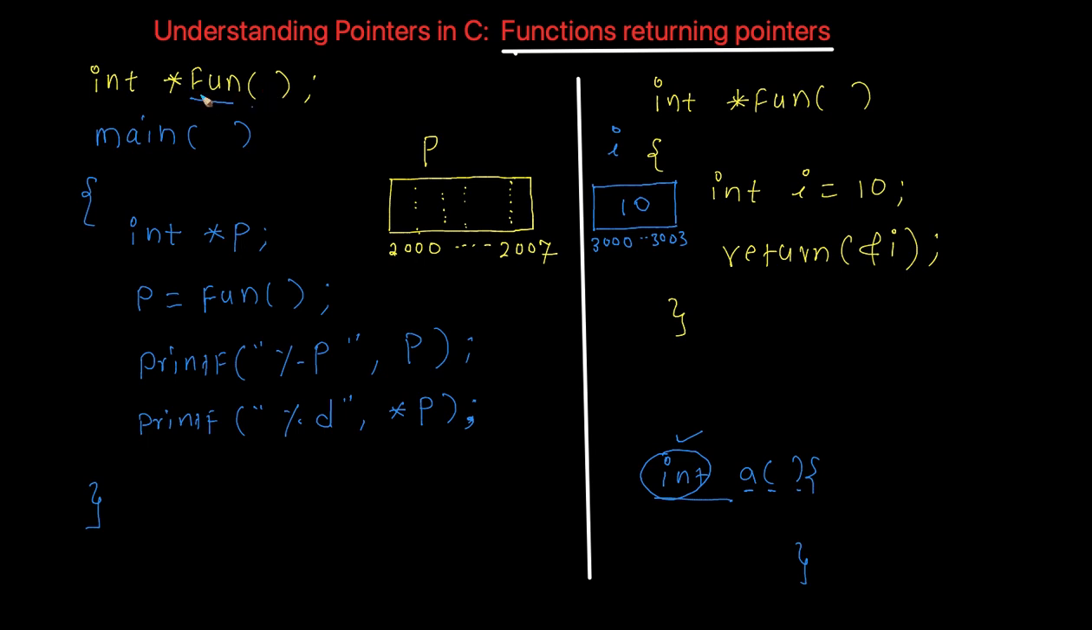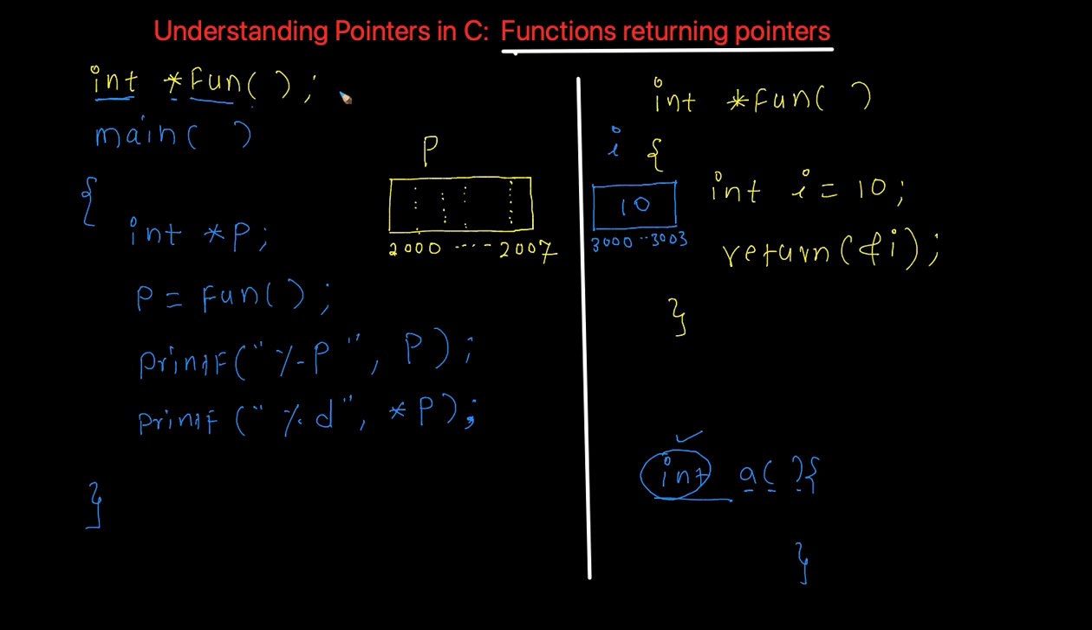When this function returns a pointer, we'll put a star before the name of this function. So *function is the name of the function. That means this function will return a pointer of integer type. In other words, this function will return an address of an integer type variable. So this function is returning an integer pointer, or memory address of an integer type variable.